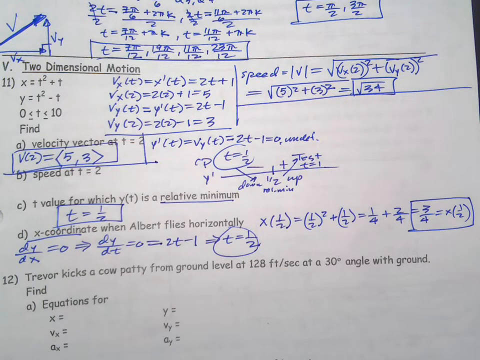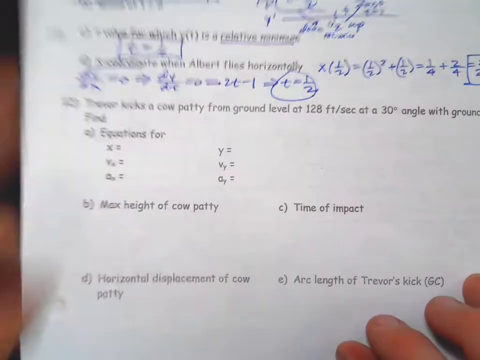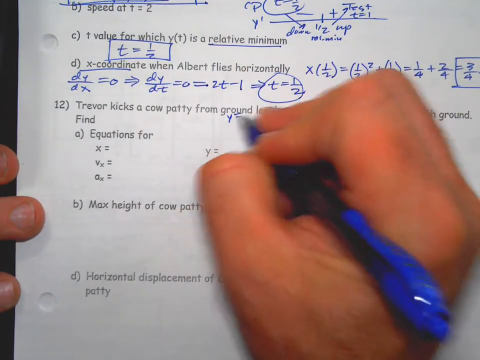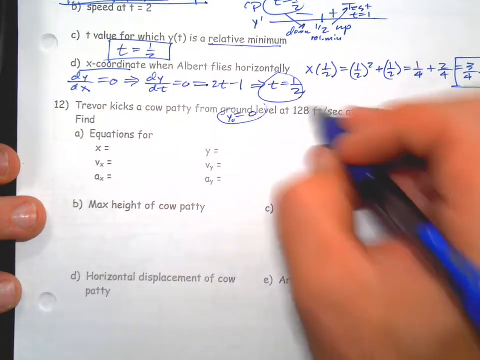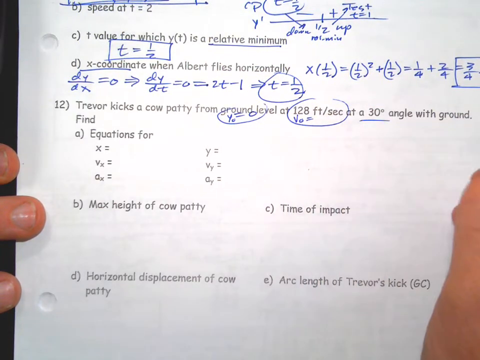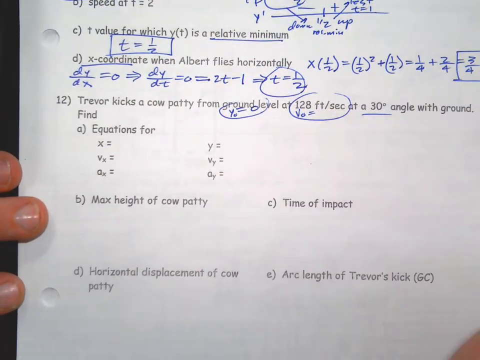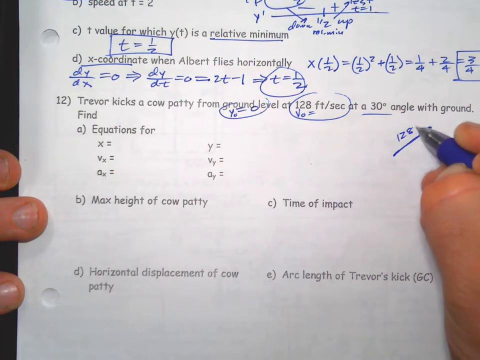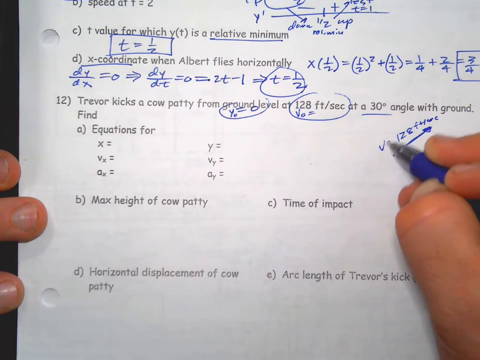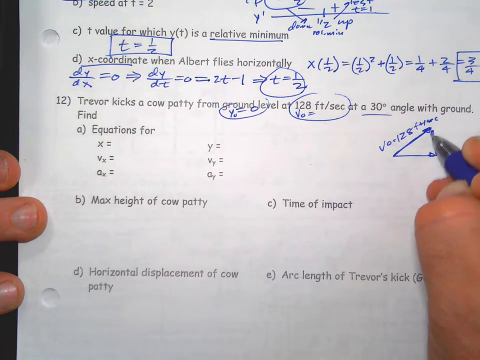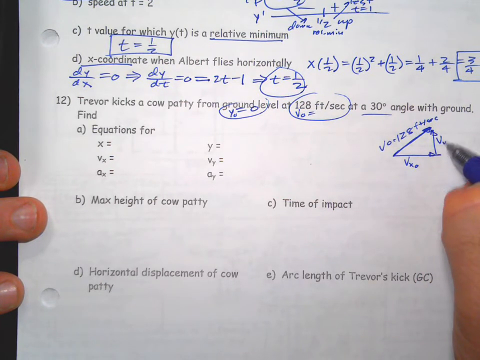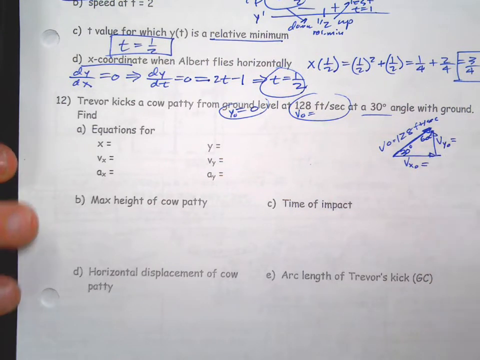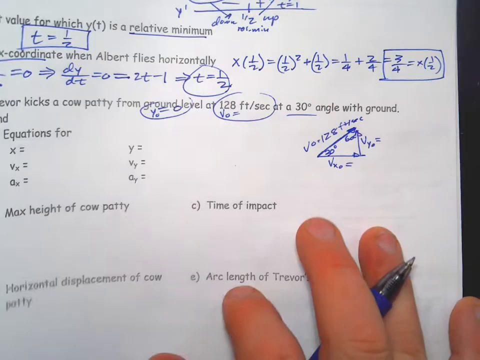Okay, now for a little gravity problem, a two-dimensional problem with gravity. Trevor kicks a cow patty from ground level. So that's going to be y equals 0. This is your initial velocity. It's at this angle. So we've got to find all our equations. I would draw a picture. Okay. 128 feet per second. So your initial velocity, you're going to break it down into Vx sub 0, Vy sub 0. It's at a 30-degree angle with the ground, so that makes it easier. We don't have to use weird trig and get ugly values.